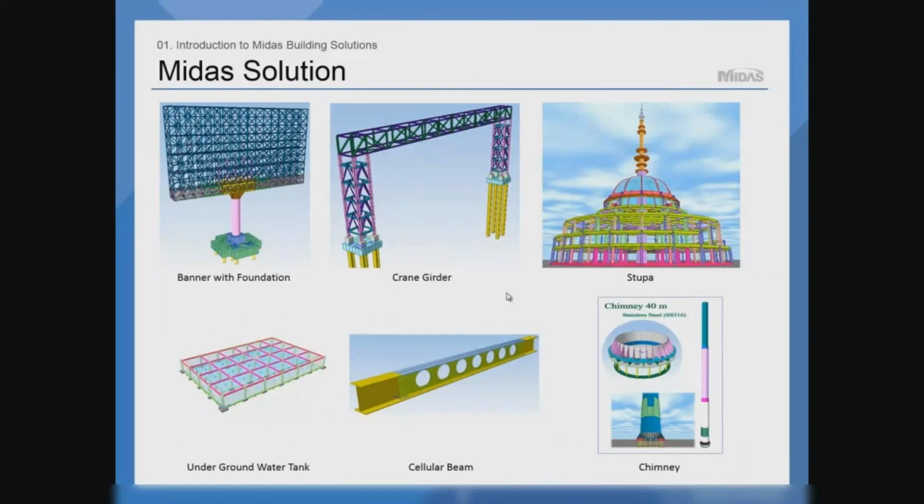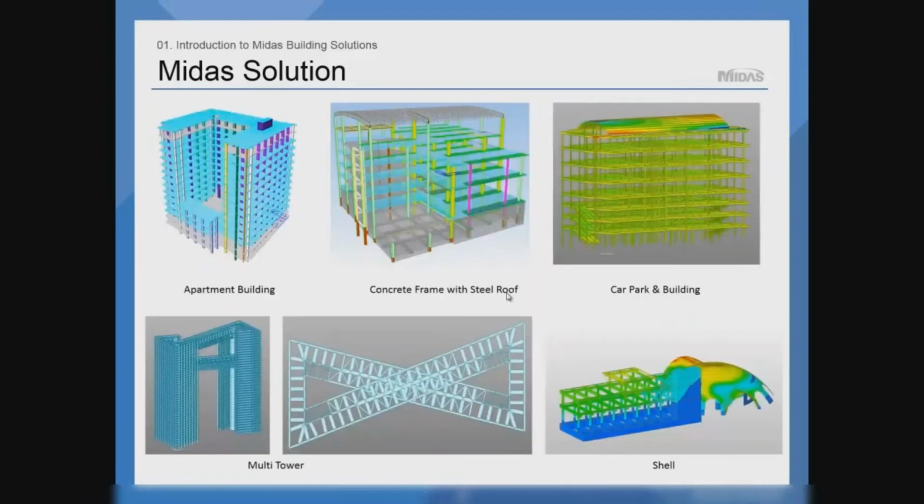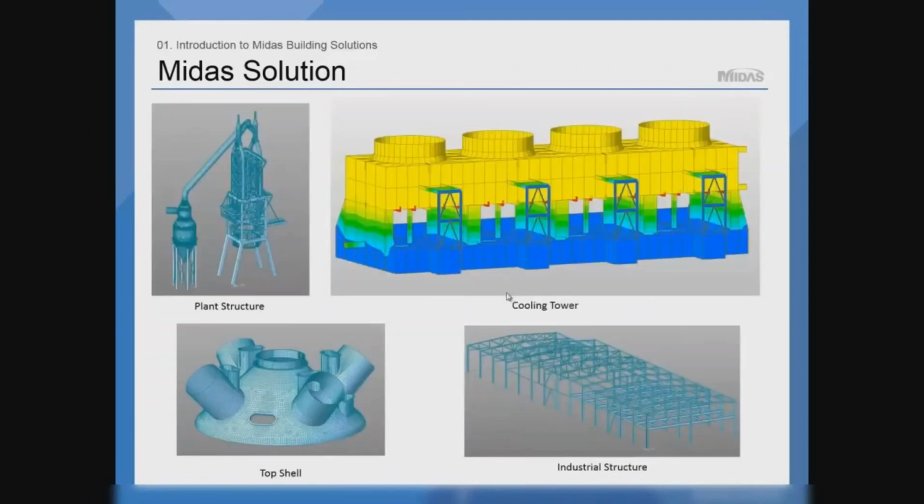So by using the Midas Gen you can model the crane girder, dome shape, mistupa, even the underground tank, cellular beams with the opening, web opening, chimney, the apartments, concrete with a steel roof, the car parking building, you can see the ramps are there. Similarly, the multi towers, 2 towers is connected. Similarly, the shell means dome shape. This is the plant structure, cooling tower, top shell, industrial structure. So these are the structures you can do by using the Midas Gen.